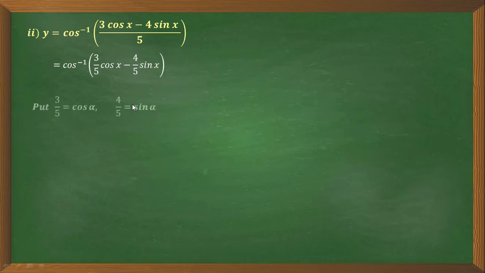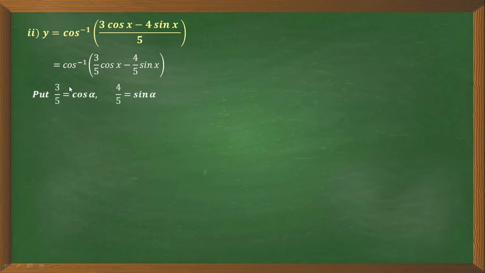Now we will discuss another example. Suppose y is equal to cos inverse in bracket (3 cos x minus 4 sin x) upon 5. Now if you observe this expression, then by the same technique, if you separate the denominator, then it is 3 by 5 cos x minus 4 by 5 sin x. Now 3 by 5 and 4 by 5 are two values which are less than 1. So for any angle alpha, we get sin alpha and cos alpha for that value.